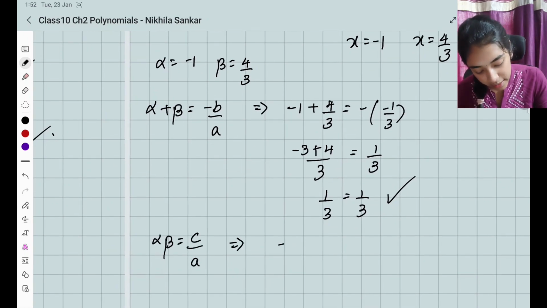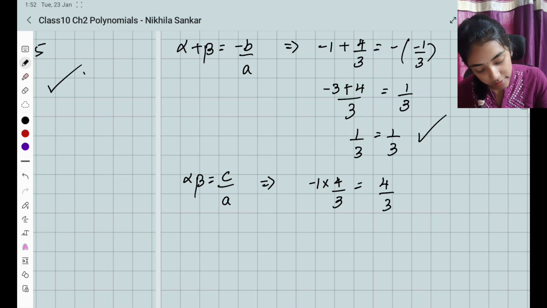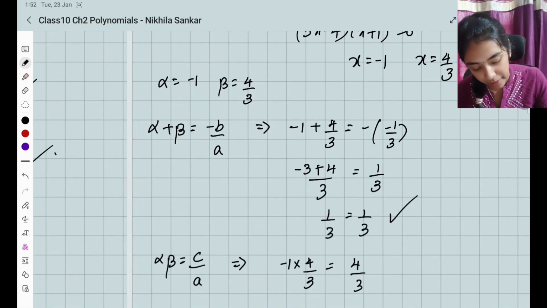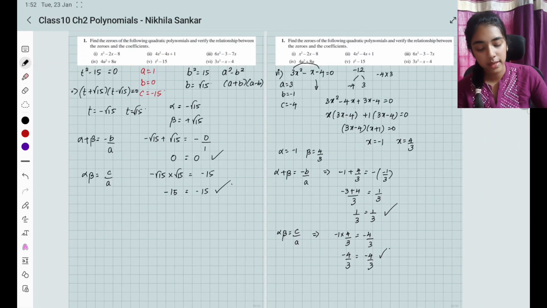Hence verified. Next, alpha beta equals c divided by a. So alpha beta is minus 1 into 4 divided by 3 equals c by a. C by a is 4 by 3. Sorry, minus 4 divided by 3. You have to check for the sign. Okay, minus 4 by 3. Hence verified. Okay, please copy.